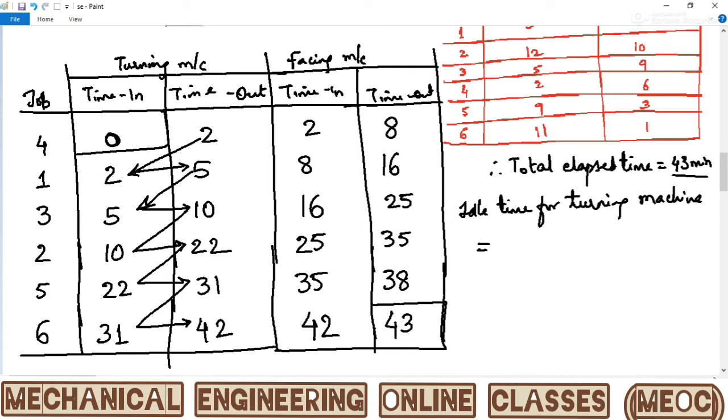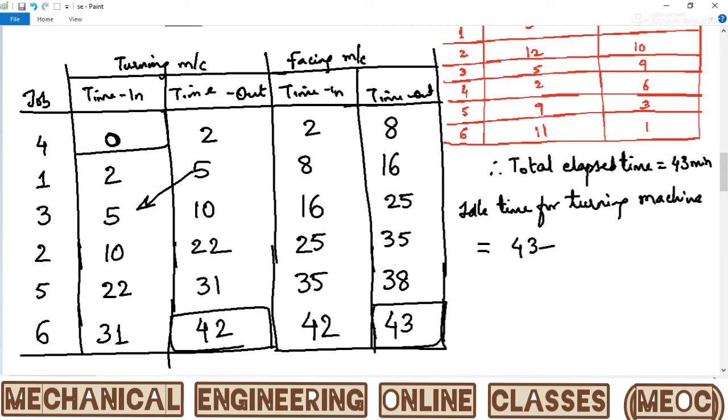In this 43 minutes it has waited only 1 minute, because its job has ended in the 42nd minute, and all the jobs will be completing all the requirements by the 43rd minute. So it is 43 minus 42, only 1 minute the turning machine is idle. So therefore the idle time for the turning machine is this 43 minus this 42. We have to check like this. Alright. So it is 43 minus 42, which is 1 minute.